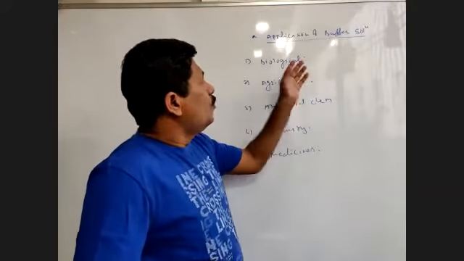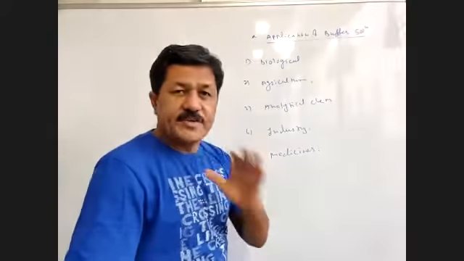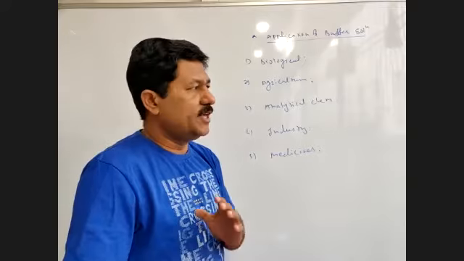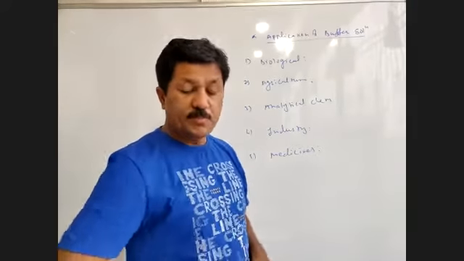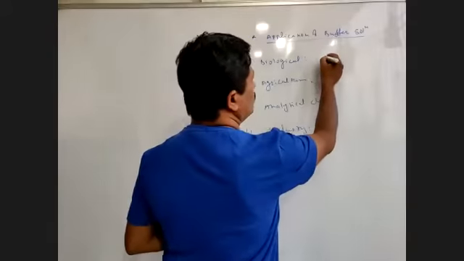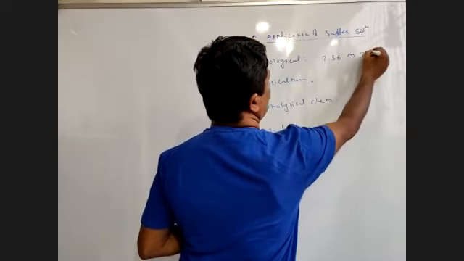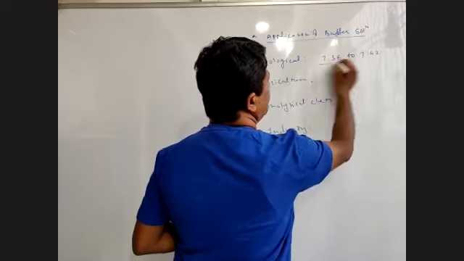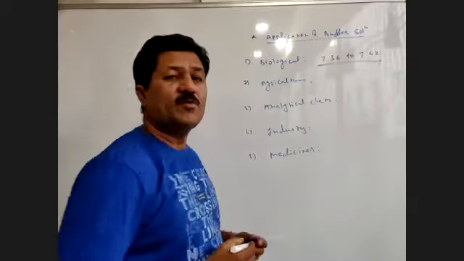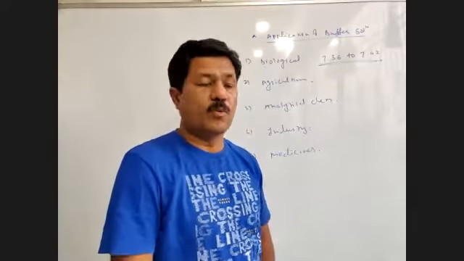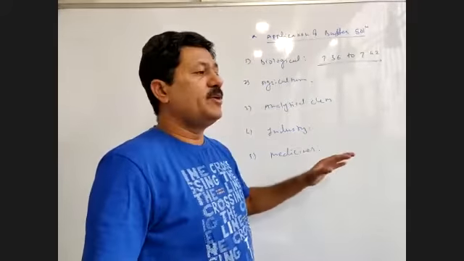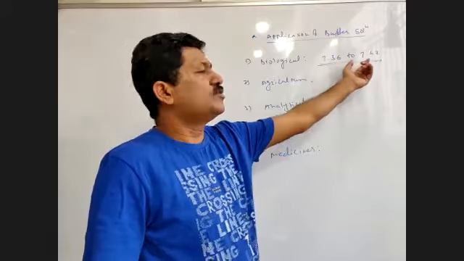Now, what is this biological process? Already I have given this example, the example of human blood. The pH of human blood is almost 7.36 to 7.42 in between. As I told you yesterday, the pH of human blood is 7.4. So actually the human blood pH lies in between 7.36 to 7.42.